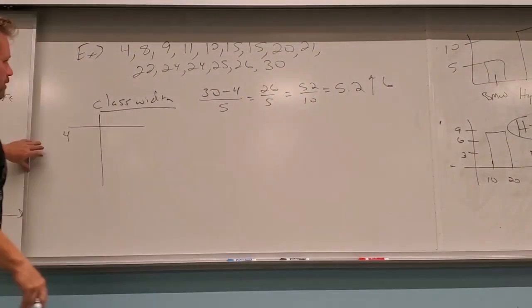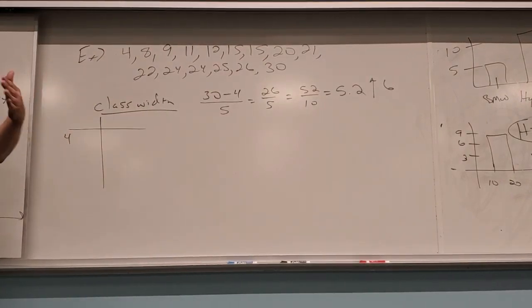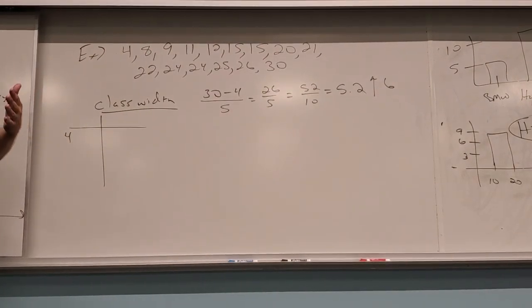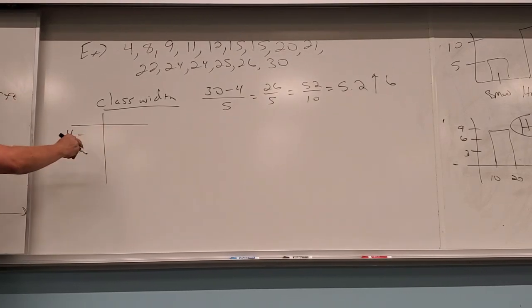I know, there's a lot going on here. If the first class starts at 4 and they're 6 apart, the next class should start at 10, correct? I can't put 10 here because then I wouldn't know where to put 10 if 10 was one of the data points. So I have to put 9.